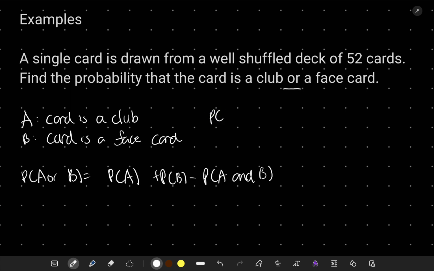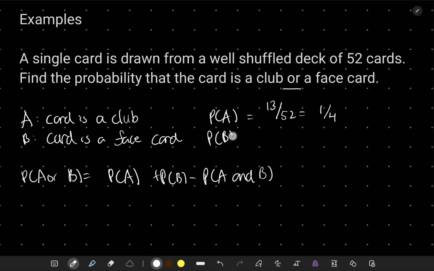Let's figure out the probability of me getting A. The card is a club. In a deck, there are 4 suits: hearts, diamonds, clubs, and spades. So I know that the card being a club will have 13 cards because I divide it into 4s. Since there are 4 suits, it's also just 1/4.